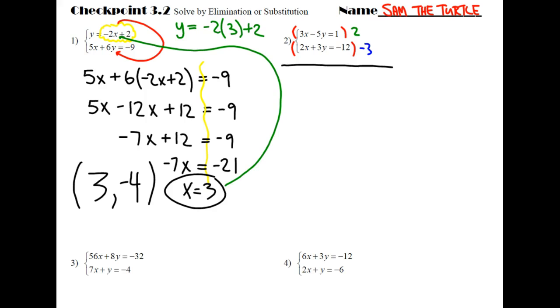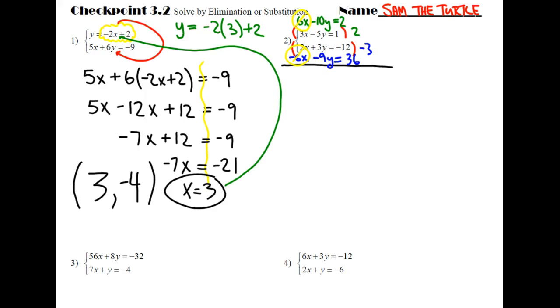So let's clean up that top one now. 2 times 3x is 6x minus 10y equals 2 if I multiply everything by 2. And then the bottom equation would be negative 6x minus 9y equals positive 36. Okay, this will be good because now I can take these 6x and negative 6x, and when I add, they're going to eliminate.